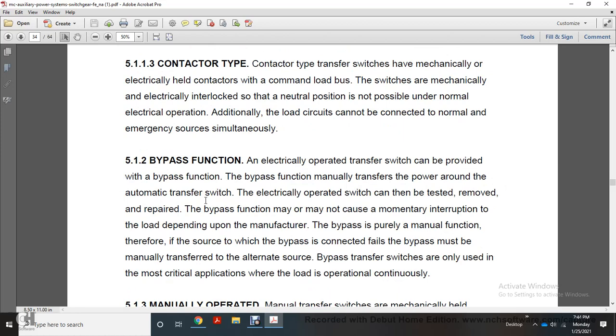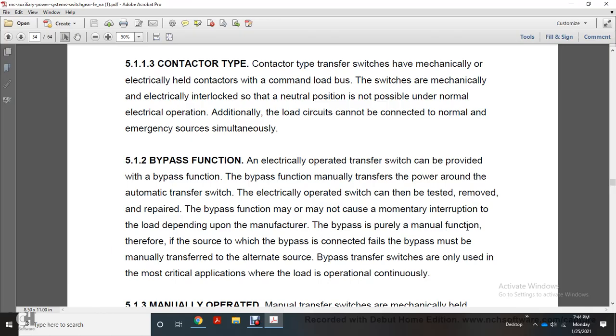Bypass function. An electrically operated transfer switch can be provided with a bypass function. The bypass function manually transfers the power around the automatic transfer switch. The electrically operated switch can be tested, removed and repaired, and the bypass function may or may not cause a momentary interruption of load depending upon the manufacturer.